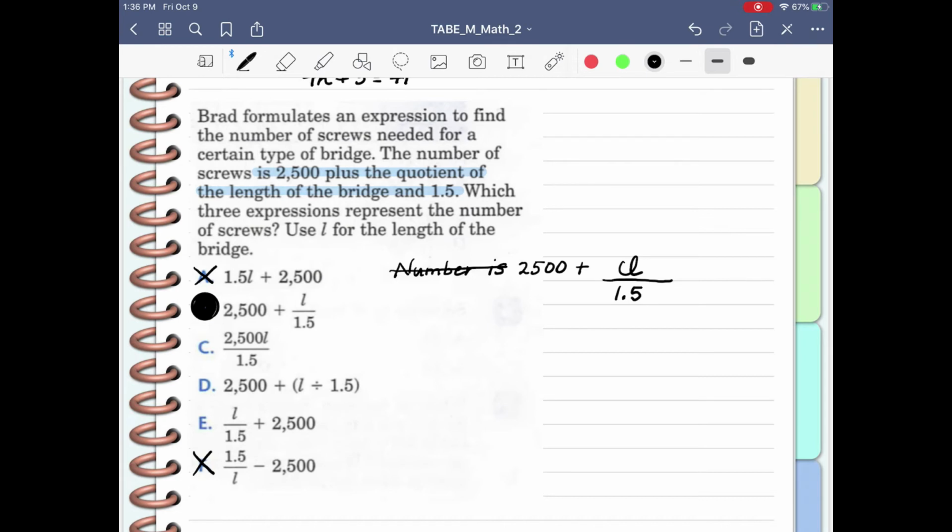E looks good to me because it's the same thing, it's just that the order's reversed. It's the same as B, it's just written in the opposite order, and that's fine with addition. Same thing with D. It's saying the same thing, it's just using the division sign instead of the fraction bar. C is not it because there's no addition in there. So the answers you want for number 10 are B, D, and E.